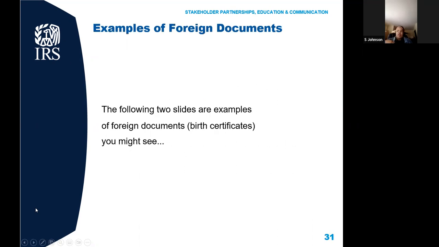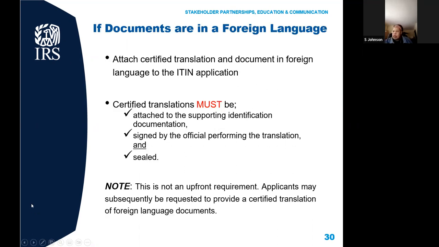As we continue on, let's see. Okay, here we go. If a document is in a foreign language, they're going to ask you to attach a certified translation and the document in a foreign language to the ITIN application. Certified translations must be attached to the supporting identification document, signed by the official performing the translation, and it has to be sealed.